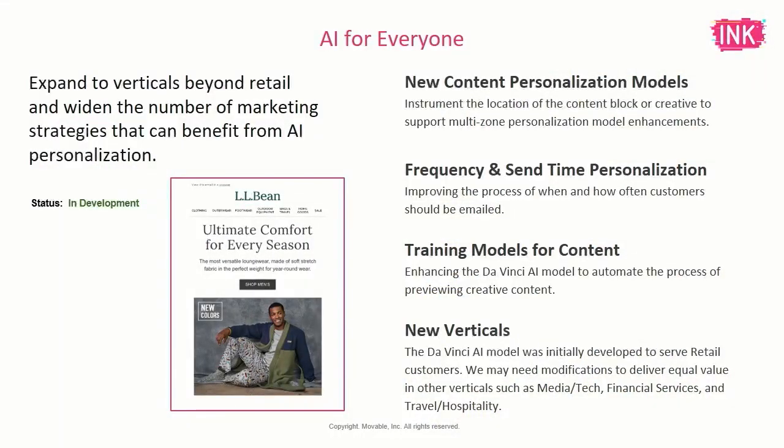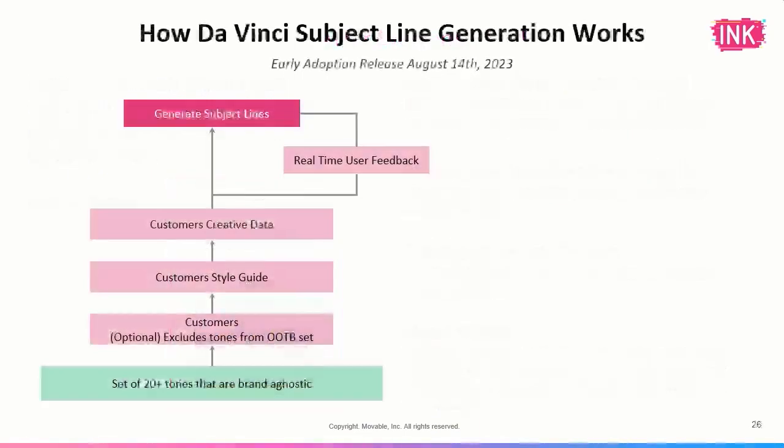I'm going to bring this home with our AI for everyone. So I talked about the new personalization models, that vision model, that's brand new. Send time and frequency, training models for content, and expanding our AI models beyond retail for other verticals. So let's talk a little bit about that subject line generation. That was pretty cool, wasn't it?